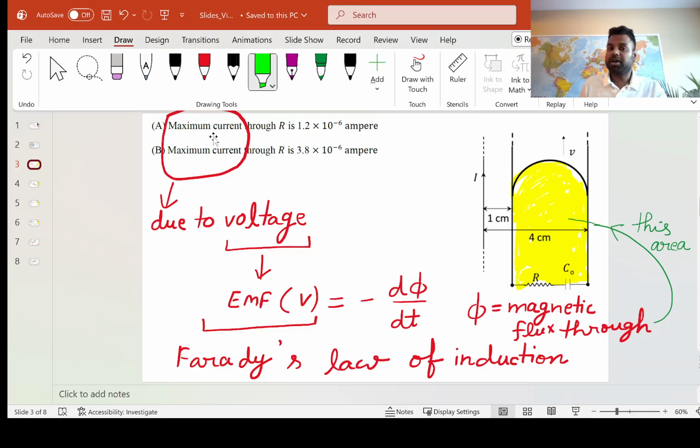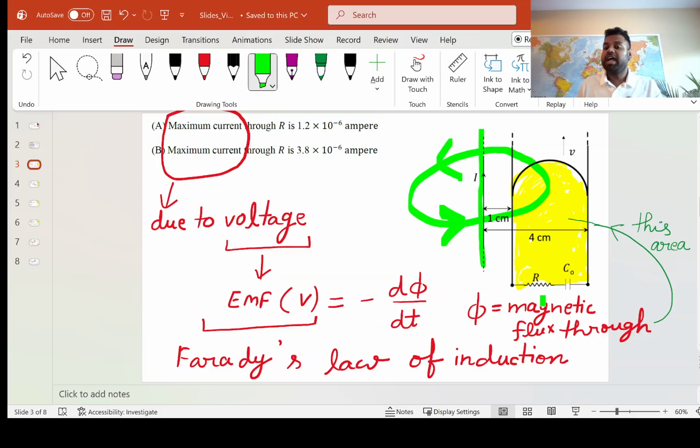Now, maximum current. The current will be due to voltage. So where is that voltage coming from? Because of the current I in this wire, you will have a magnetic field around the wire like this. And the flux passing through this yellow area is changing over time, and that will create an EMF because of the law of induction.